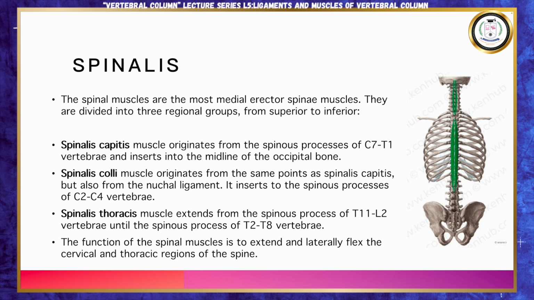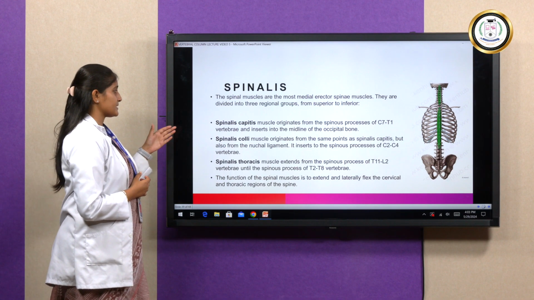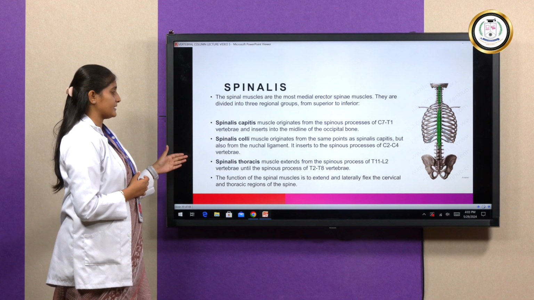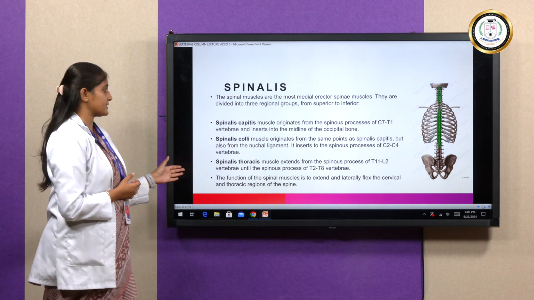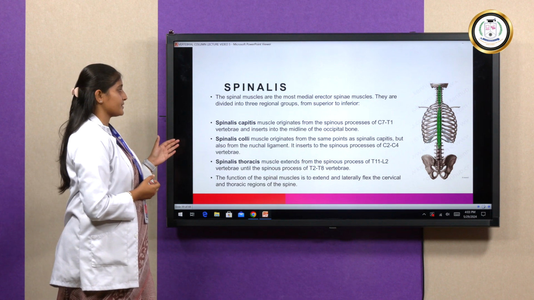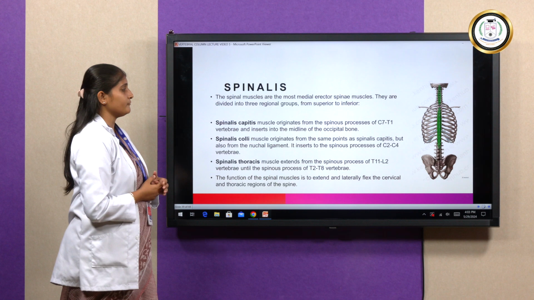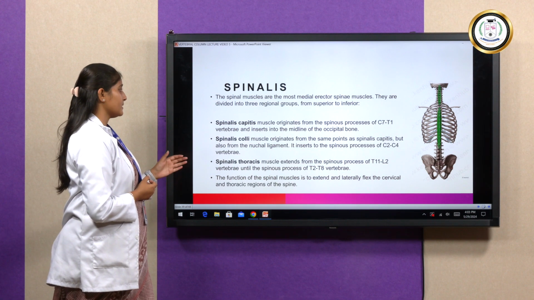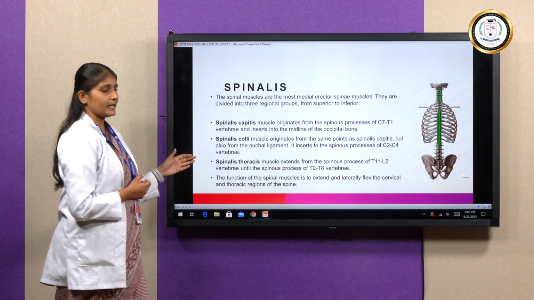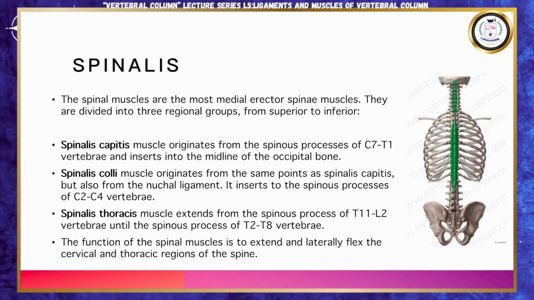This spinalis is the most medial erector spinae muscle. It is divided into three regions, same as the previous muscle: spinalis capitis, spinalis colli and spinalis thoracis. The spinalis capitis originates from the spinous process of C7 to T1 vertebra and inserts into the midline of the occipital bone. Then we have the spinalis colli, which originates from the nuchal ligament and inserts into the spinous process of C2 to C4 vertebra.